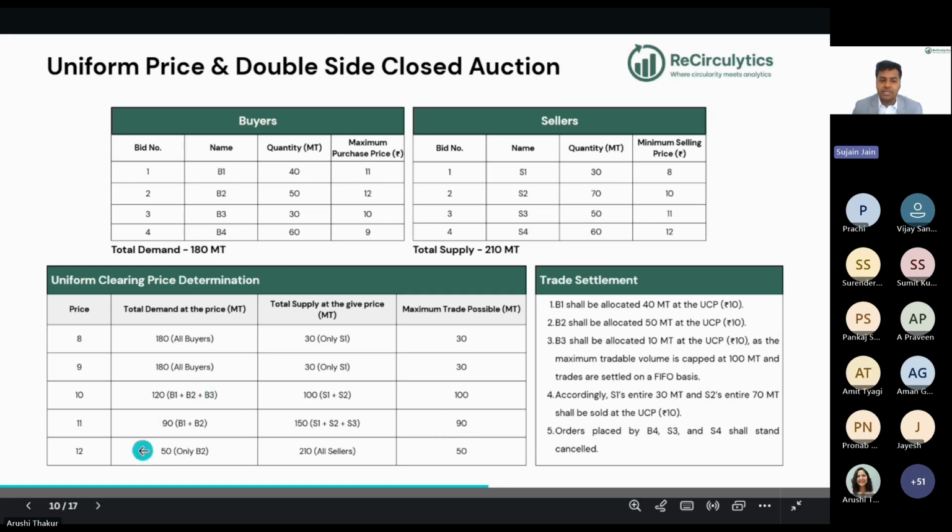At 12 rupees, only B2 will be willing to buy the credits, but all the sellers are now ready to sell their credits at 12 rupees. Accordingly, the trade which will happen is only for 50 metric tons.